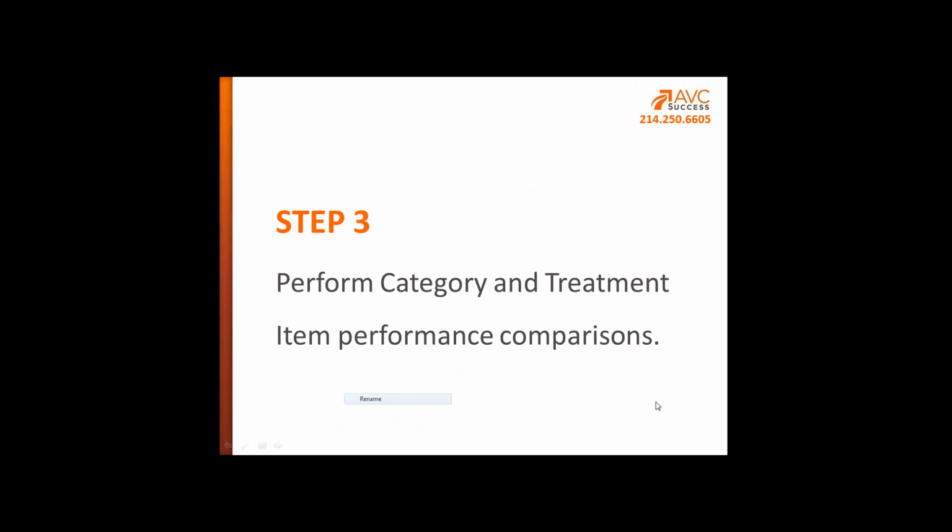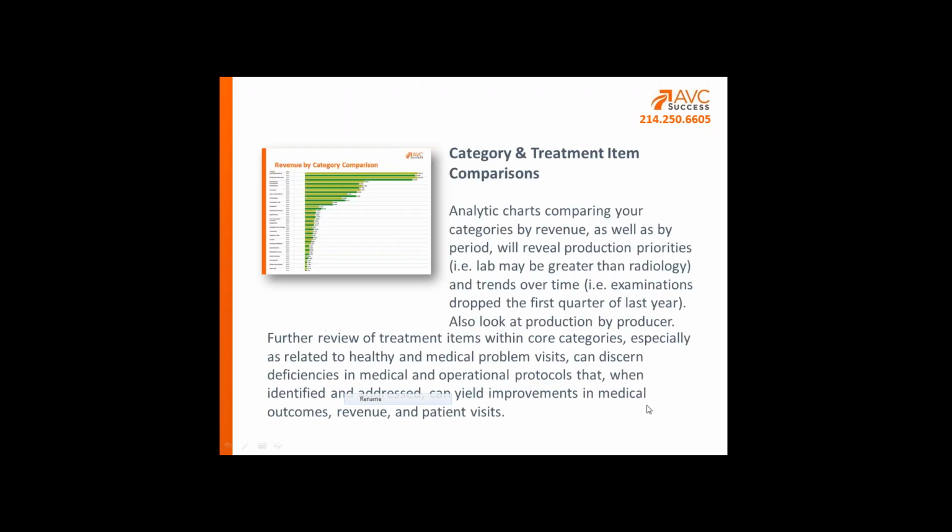Okay, now we're going to get into a different kind of historical charting. These are going to be what we call our analytics, or the bar charts. And we want to look first at category and how the categories perform relative to each other. And then we're going to look at some core categories. We're going to take them apart, especially exam category, to see how the treatment items perform. And that's where looking at the quantity or the frequency of the treatments within that category can be very helpful. So Scott's going to walk you through each of these.